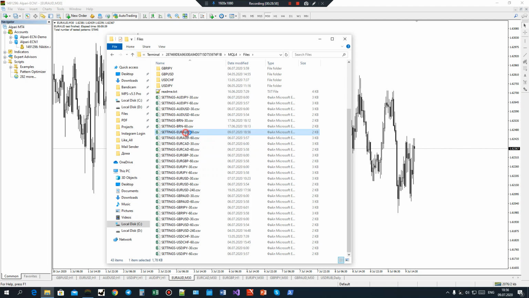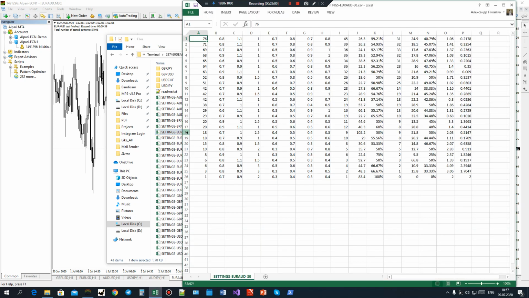OC 30 minute. So the file looks this way. Let me decipher these lines. So this is the number of patterns found in history. You see that? This is the B point. Sorry, this is the entry. This is the stop loss. This is the target ratio.